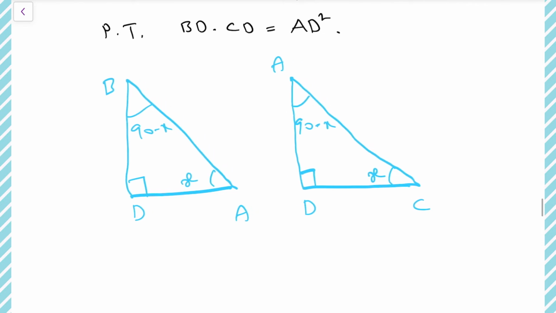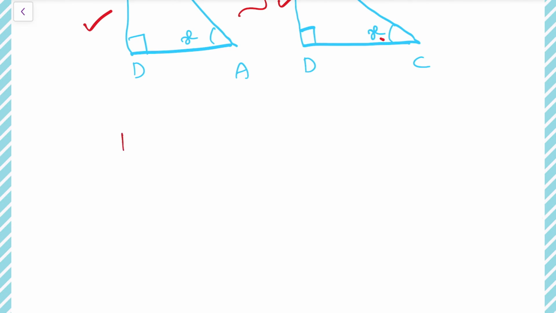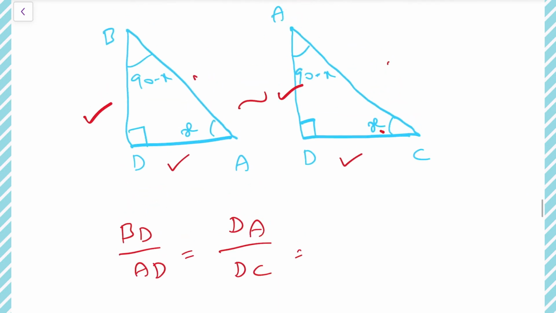Okay, now observe this clearly. 90 minus x, 90, x. All the corresponding angles are equal to each other. So if corresponding angles are equal to each other, then we can say that these two triangles are similar to each other. So if two triangles are similar to each other, then the corresponding sides ratio will be equal to each other. So left side divided by left side, BD by AD, equals base by base, DA by DC, equals hypotenuse by hypotenuse, AB by AC.